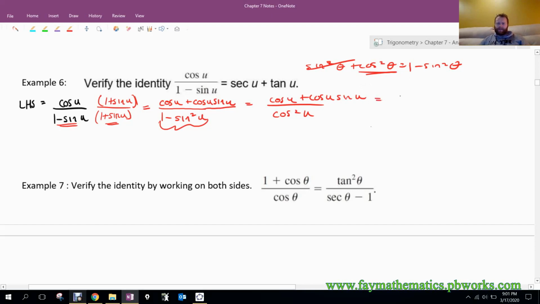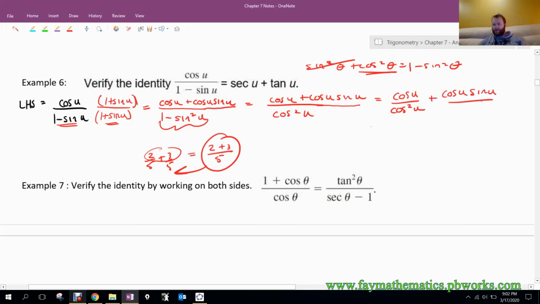In this case, because it's a fraction, if I had something like 2 plus 3 over 5, that probably came from 2/5 plus 3/5. That's how I would rewrite it, as 2 plus 3 over 5. Well, this here is kind of starting on that side of the fraction and working our way back. If I have a sum up top, I can rewrite it as cosine u over cosine squared u, plus then cosine u sine u over cosine squared u. That's the reverse of coming up with a common denominator. It's recognizing that you can split this into two separate fractions.